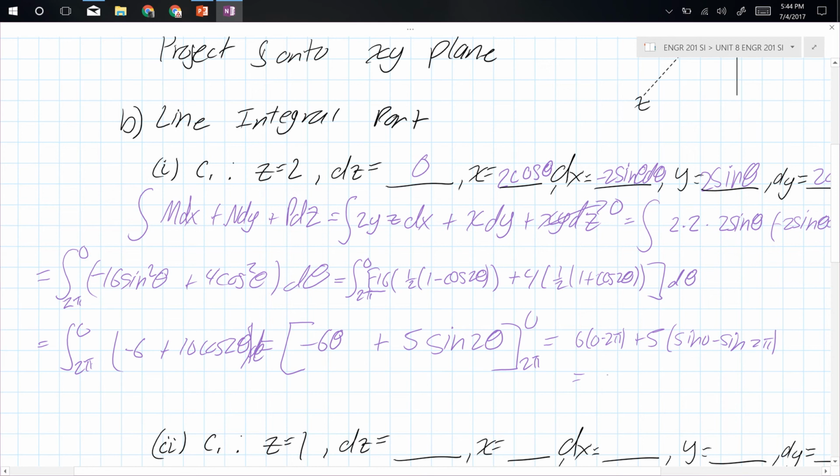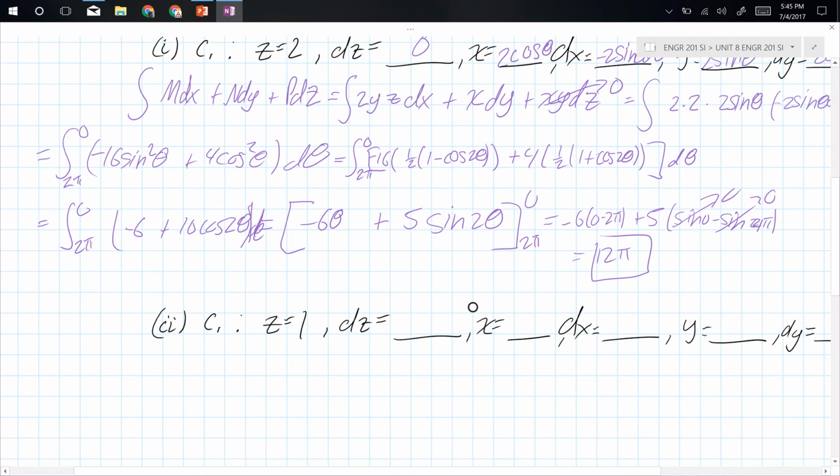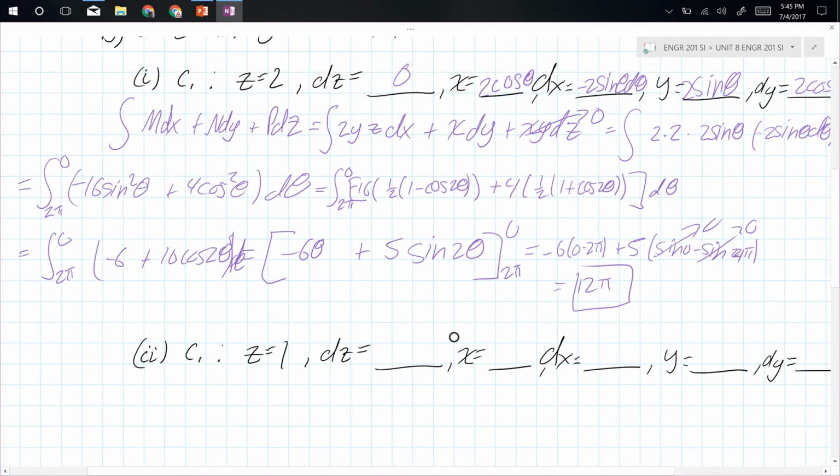Oh, sorry, I forgot my negative here. This would equal, yeah, 12 pi. Again, because this will go to 0 and this will go to 0. Actually, sorry, that should be 4 pi anyways, but still, it's 0. So I've got 12 pi for C1. Now for C2, it's the exact same thing.